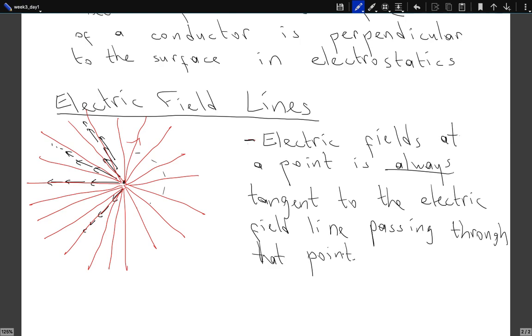Well, the tangent basically has two directions. So to specify the direction, we also put some vectors, some arrows on the lines. In the simple case, I was imagining that I have a positive charge over here, so all the electric fields are pointing away from the positive charge. So I just imagine this line as if it starts from the positive charge and moves away.